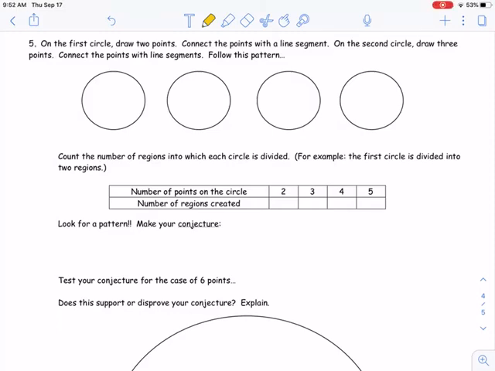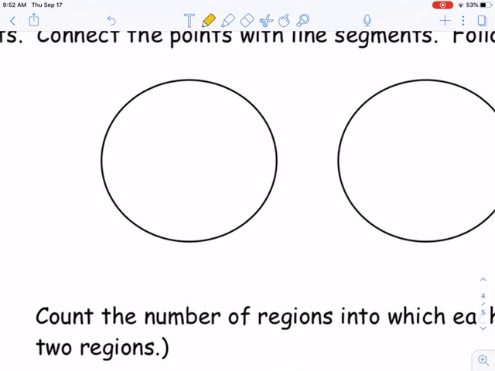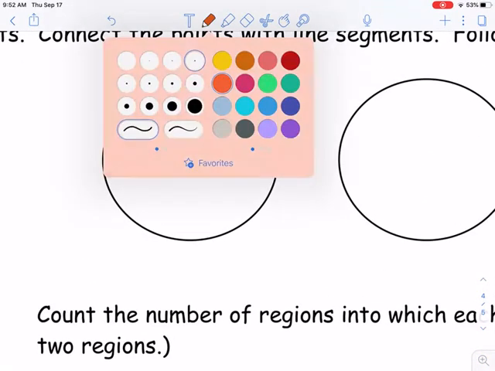Alright students, so on this one right here, on the first circle we're going to draw 2 points. We're going to connect the points with a line segment. On the second circle we're going to draw 3 points, connect the points with a line segment, and then follow this pattern. Alright, so basically this is what we're going to do.